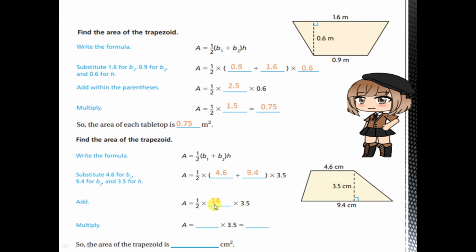Then with 14, it's easier to divide it by 2 first than multiplying by 3.5. So 14 divided by 2 will give you 7. Then multiply 7 by 3.5 will give you 24.5. So the area will be 24.5 and the unit is centimeter square.